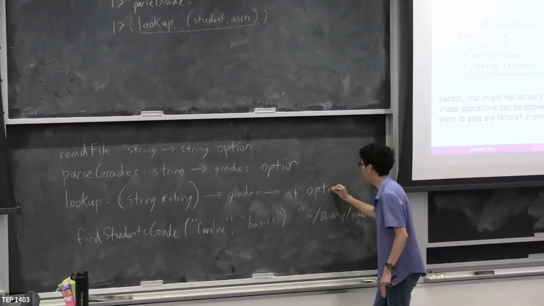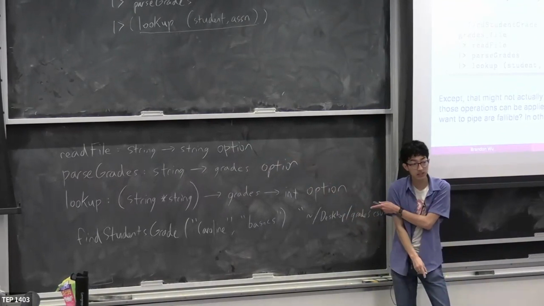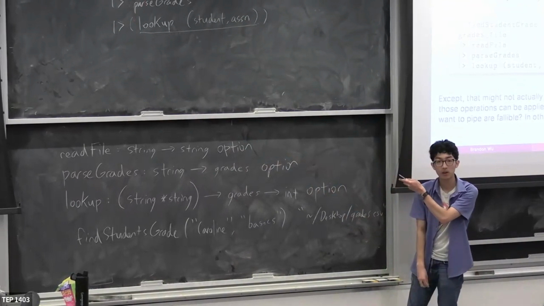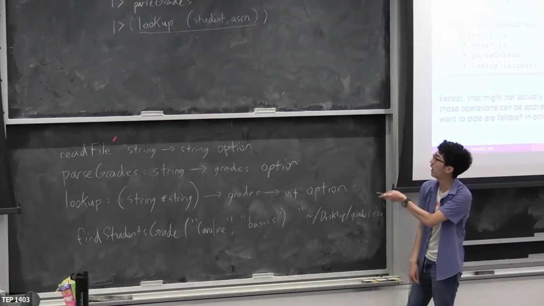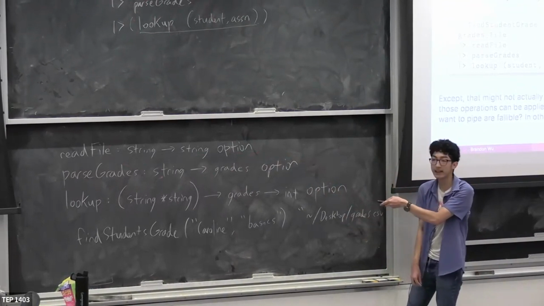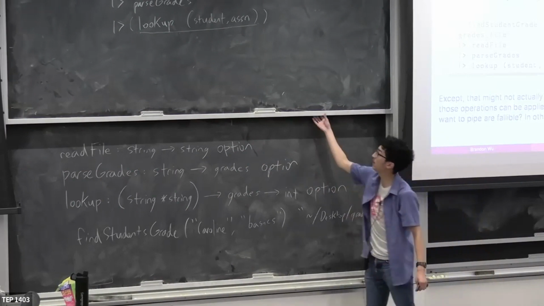Because all of them can fail. Does that make sense? There's a bunch of reasons I just gave you. Each of these operations can fail. And then, does this type check? Because read file of file returns me a string option. I pass that into parse grades. Parse grades takes in a string, not a string option. I can no longer pipe this.